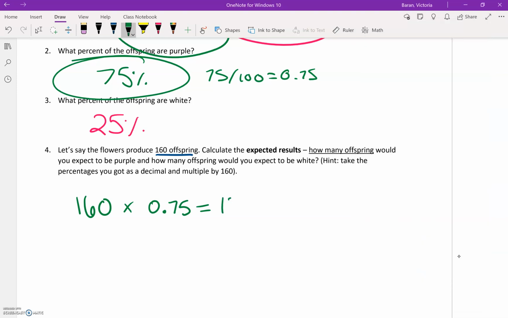So we're going to get 120 we would expect to be purple. Now, the key thing here is the expected results.